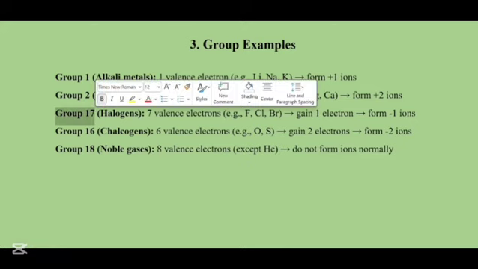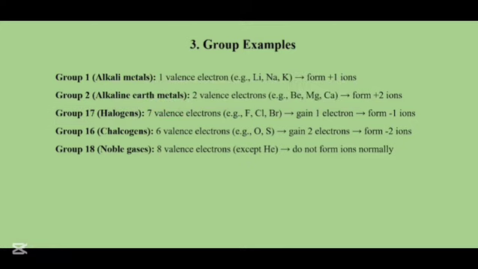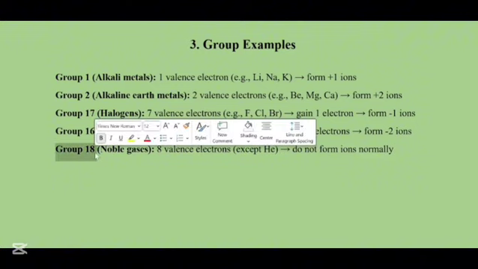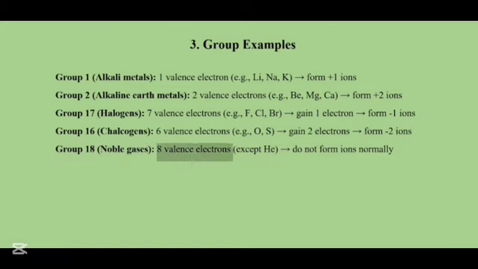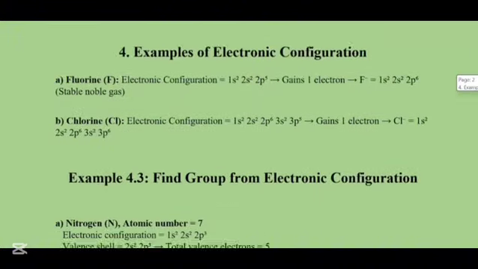And in group 17 you have halogens. They have 7 valence electrons. Why? Because 17 minus 10 is 7. Fluorine, chlorine and bromine are examples of halogens. Now in group 16 you have chalcogens. They have 6 valence electrons, for example oxygen and sulfur. And then group 18, known as the noble gases or precious gases, have 8 valence electrons, except helium, which has an electronic configuration of 1s2.